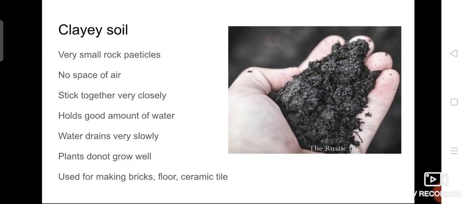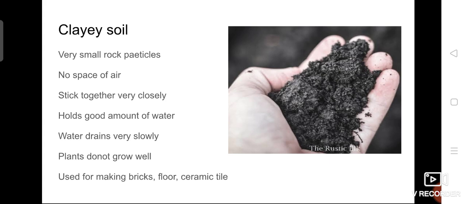So the next one is clayey soil. They are very small rock particles. Here also a spelling mistake has come, sorry for that. Clay soil particles are very small, and there is no space for air because they are very small. So more number of particles will be there, so the space between each particle is very less. So they can stick together very easily.